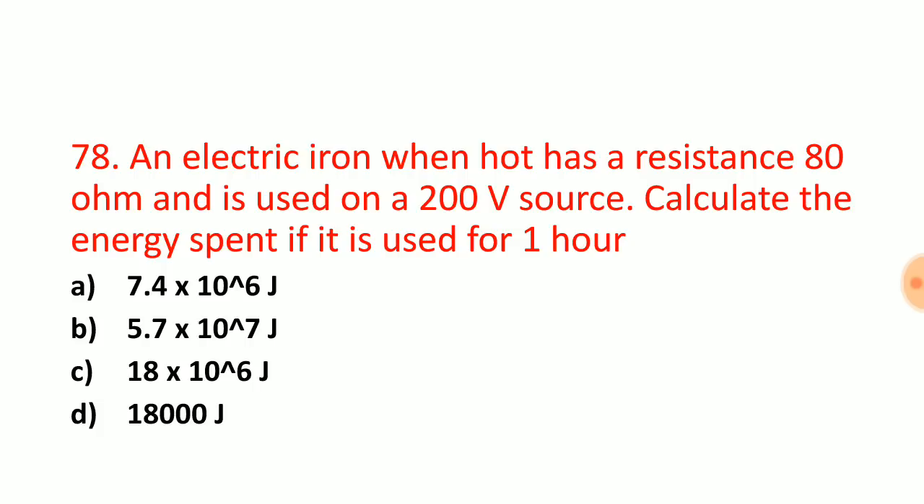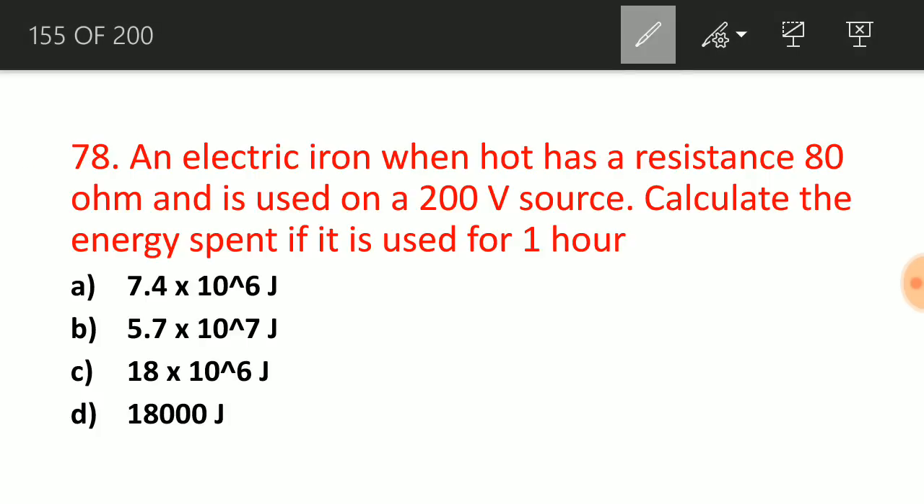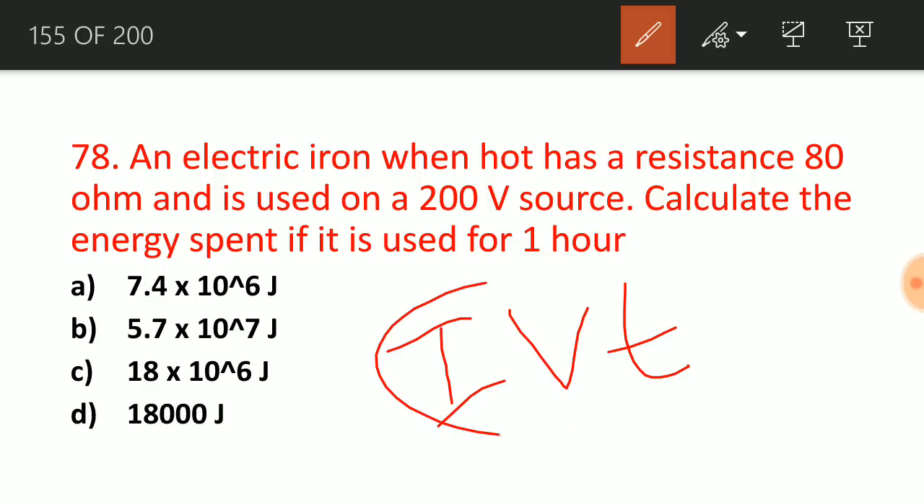Question number 78. An electric iron when hot has a resistance of 10 ohm and is used on a 200 volt source. Calculate the energy spent in 1 hour. We know that our formula to calculate energy is I into V into T. Now you can use this formula in order to find your answer.